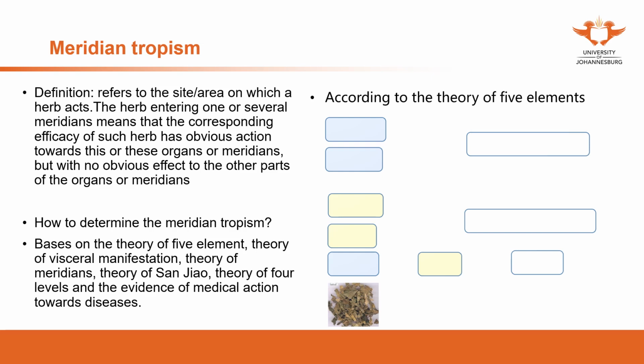In other words, the meridian tropism is actually about the tendency of where the herbs want to go through, or which organ the herbs are more likely to act on.